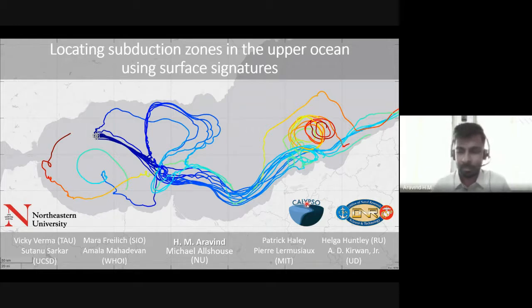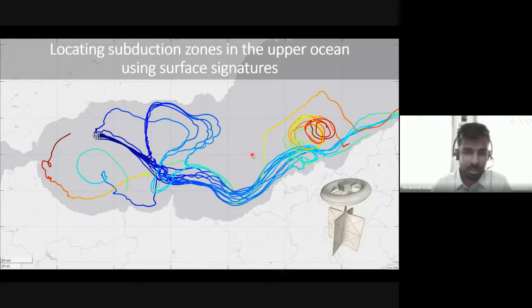The basic aim of Calypso is to observationally investigate subduction in the ocean and try and understand things a little better. The image you see here in the background shows 25-day trajectories of instruments called surface drifters that were released in the Mediterranean Sea as part of our last field experiment in the Mediterranean.